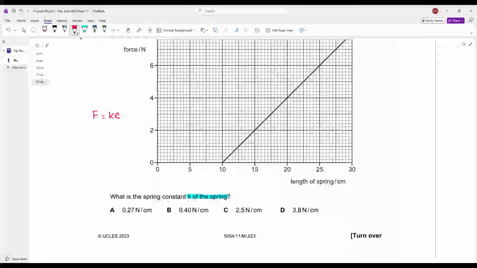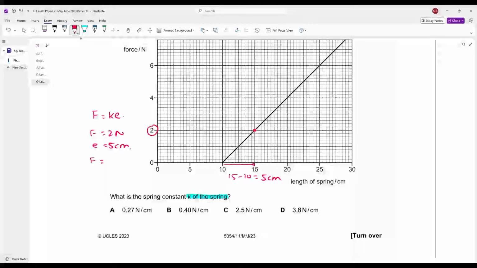ठीक है, जब आपने 2 न्यूटन की फोर्स लगाई, your length goes from 10 to 15। What is the extension? 15 minus 10, that is equal to 5 centimeter. So when the force is 2 Newton, your extension is 5 centimeter. Can you calculate the spring constant?